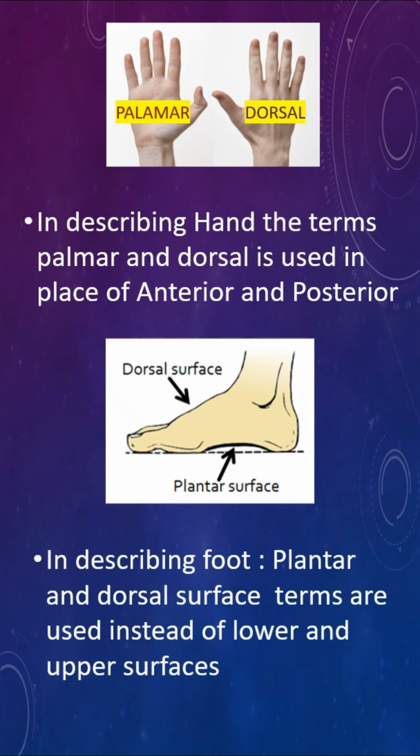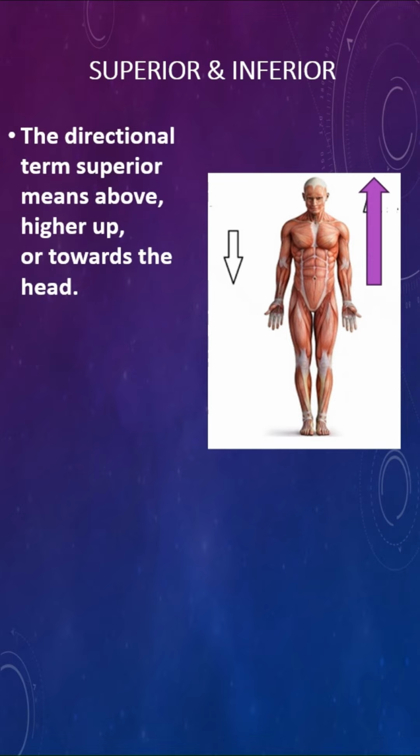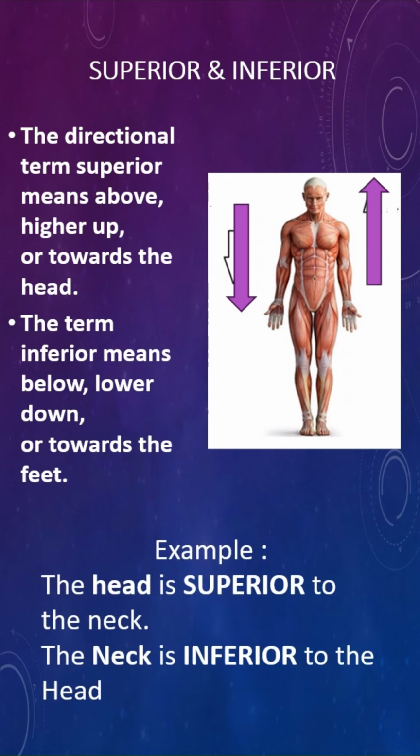In describing the foot, the terms plantar and dorsal surface are used instead of lower and upper surfaces. The directional term superior means above, higher up, or towards the head. The term inferior means below, lower down, or towards the feet.